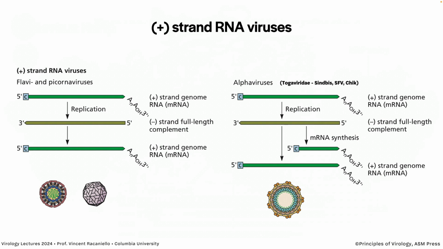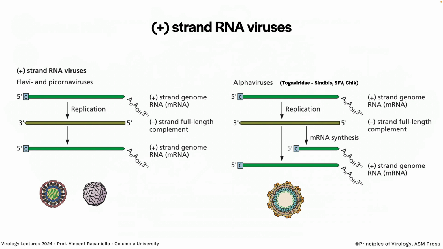Now, I want to go through this process of RNA synthesis for plus, minus, and double-stranded RNA viruses. So for plus, we're going to look at polioviruses and also alphaviruses because they're slightly different. So for poliovirus, the genome is a plus-stranded RNA, and it is copied into a negative strand, which simply serves as a template to make more plus strands. This negative strand does nothing else except to serve as a template. Seems like a waste, but that's what you have to do.